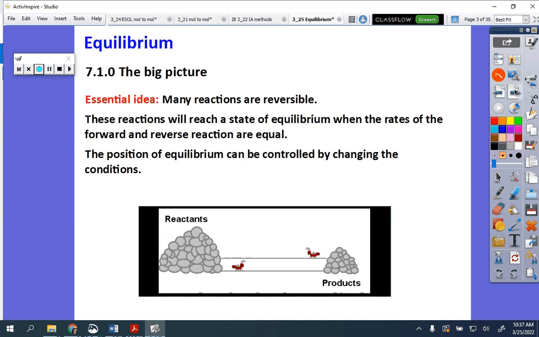Okay. What is important, and this will be sort of the second part of this unit, is that we can control where that equilibrium happens by changing conditions. And if you took Honors Chem last year, you may vaguely remember this stuff, but we'll be going into it in a little bit more depth.